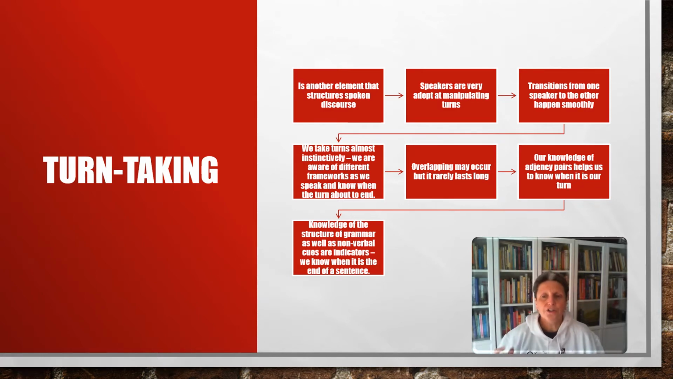Our knowledge of adjacency pairs helps us to know when it is our turn. Knowledge of the structure of grammar, as well as non-verbal cues, are indicators. For instance, we know when the tone drops, the sentence is going to end and it's our turn. So turn taking is another very important feature that you can identify in your transcript.